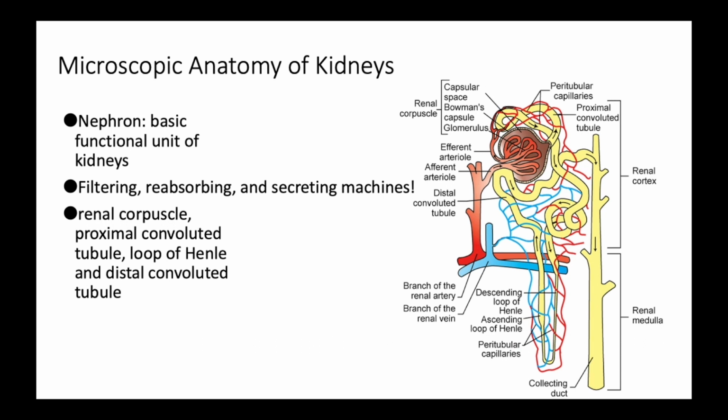Okay, so now we're going to look at the more important part, which is the microscopic anatomy of the kidneys. Within the cortex and the medulla of the kidney, they're packed with hundreds of thousands of microscopic filtering, reabsorbing, and secreting units called nephrons. The nephron is the basic functioning unit of the kidney, and it's the smallest part of the kidney that can actually carry out its functions. So that's what it means, smallest basic functioning component. Each nephron is composed of a renal corpuscle, a proximal convoluted tubule, a loop of Henle, and a distal convoluted tubule. We'll go through each of those and their functions in a fair bit of detail.